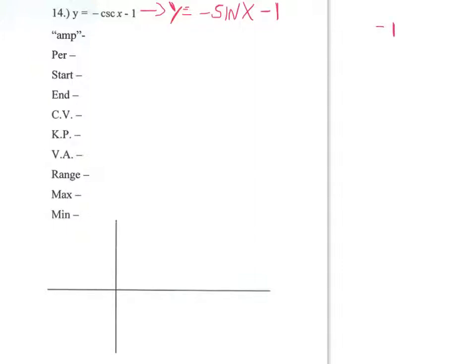Now the amplitude is just 1. So if I add 1 to -1, the max is 0. If I take away 1 from -1, the minimum is -2. So these are the y values when I graph sine. Alright, let's take care of everything else.